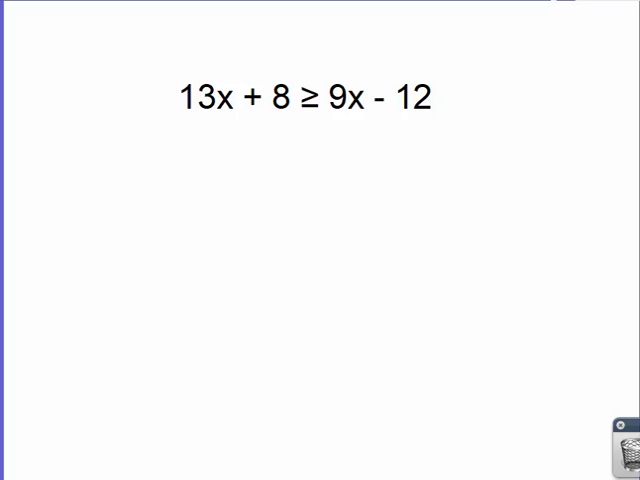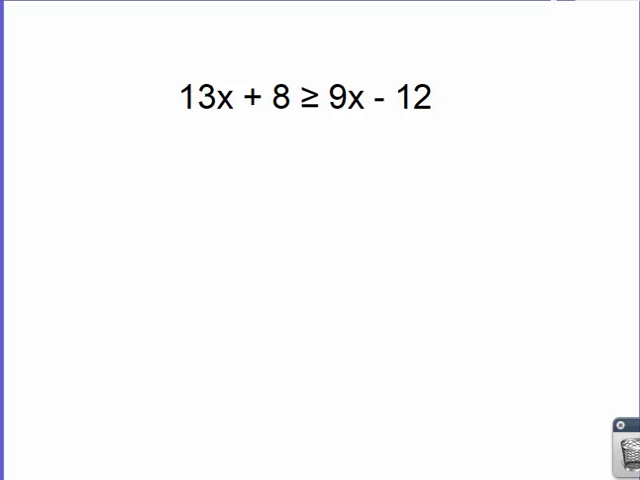So let's look at this one. Okay, so we've got 13x plus 8 is greater than or equal to 9x minus 12. So pause the video and you work it yourself for a few moments. Okay, let's see how you did.